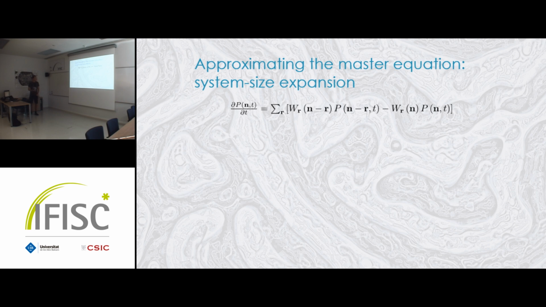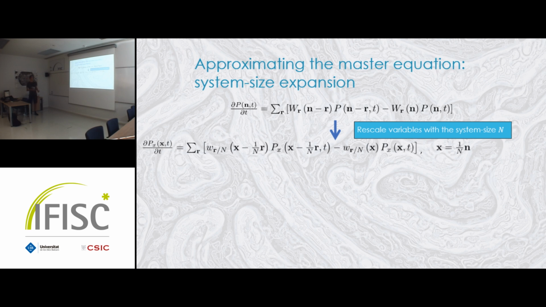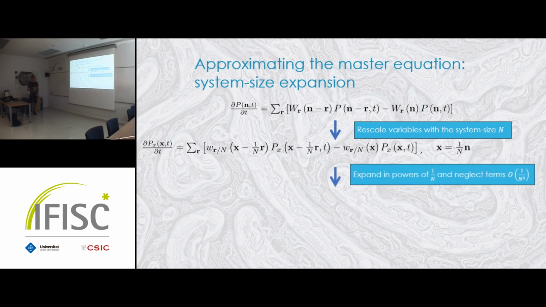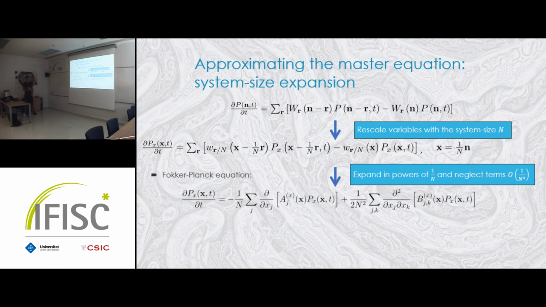We start with our master equation. We define a system size parameter which tells you the typical number of particles in the system of the various types. One which scales the variables in the master equation according to this system size parameter, and then we expand in inverse orders of this parameter, which we assume is large, and we truncate the series at the second order, and we obtain a Fokker-Planck equation.